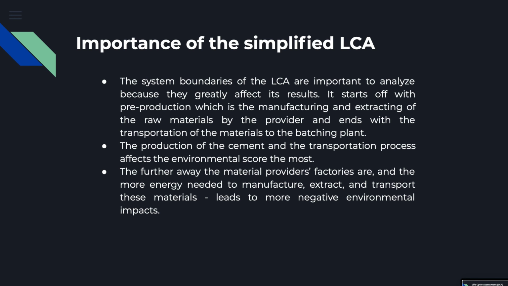It is important to analyze the life cycle assessment because the system boundaries greatly affect its result. It starts off with pre-production processes, which include manufacturing and extracting raw materials. It ends with the transportation to the batching plants. The production and transportation processes affect the environmental score the most. The further the materials are away, the more energy it takes to produce the concrete.